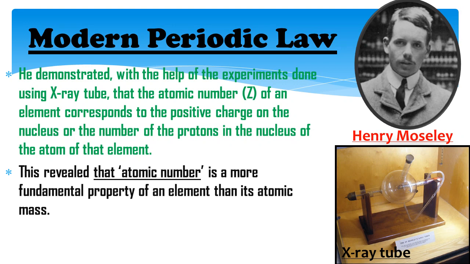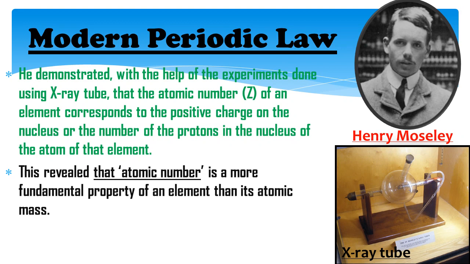atomic mass. So students, we have completed different theories and laws related to the periodic table, but this periodic table, which is Henry Moseley's periodic table, is more acceptable. Why? Because it says that atomic number is a more fundamental property of an element than its atomic mass. Atomic number is the number of protons, and atomic mass is the weight of an atom or the mass of a particular element.